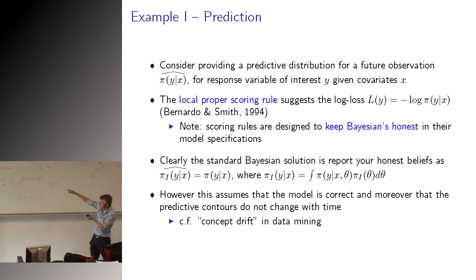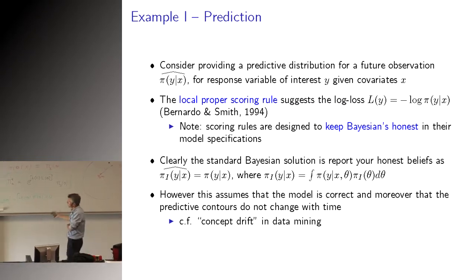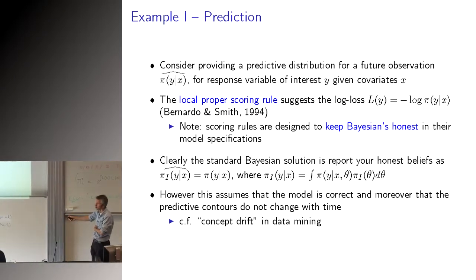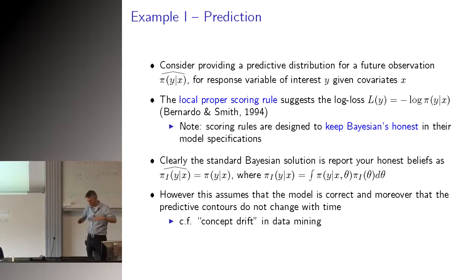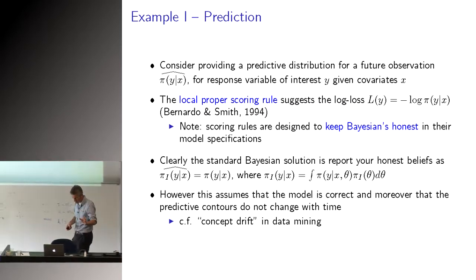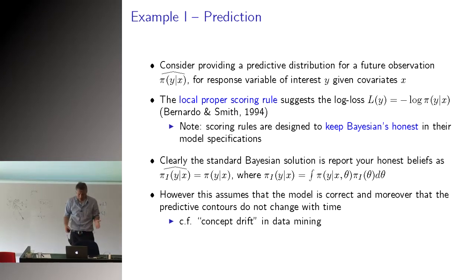So here, with notation, this would be your pi of y given x and theta. And it's a marginal. Your Bayesians, you fit your model, you've integrated everything out, and you're providing me with the best predictive. Okay, so the standard Bayesian solution, of course, is to provide the marginal distribution. I provide that, the central point there.